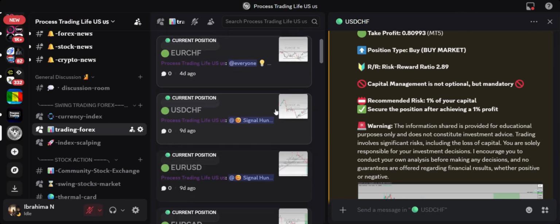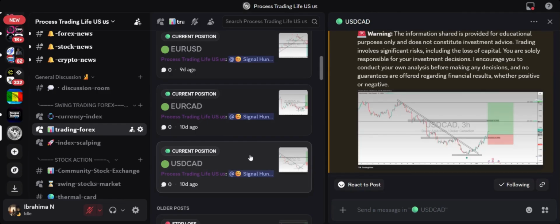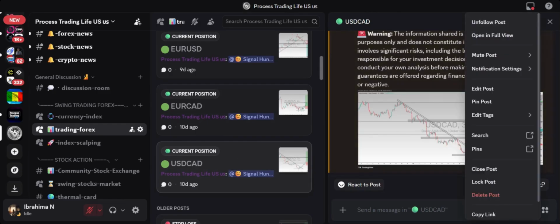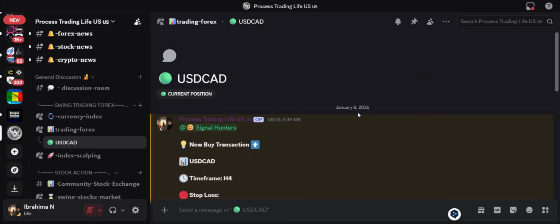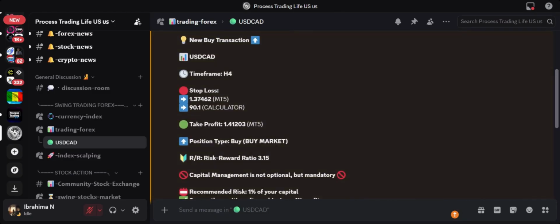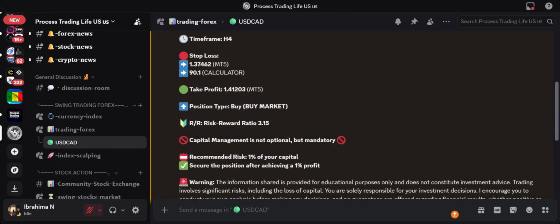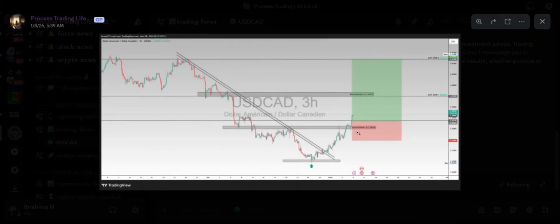So everything is notified. For example, let's go to USD CAD. The position entry was sent last week, as you can see, on January 8th. So signal enter, new position entry, USD CAD, the time frame, the stop loss, MT5, calculator, to properly calculate your risk. The take profit is specified, the RR, always the disclaimer. And here we simply have the screenshot of the position entry.